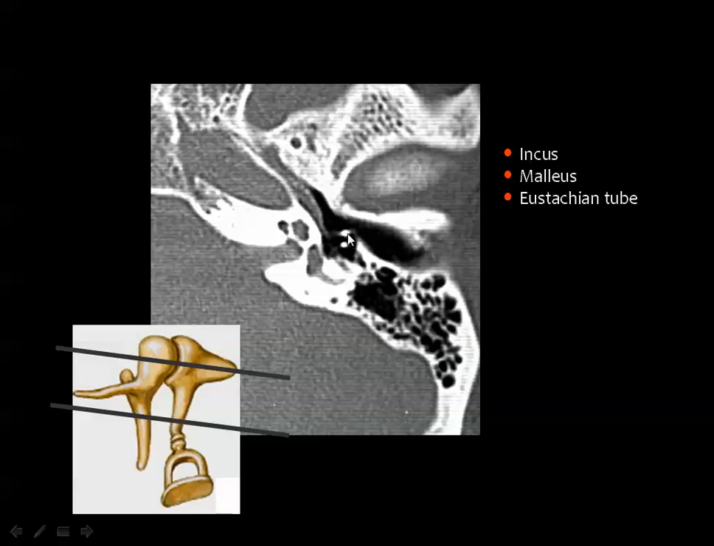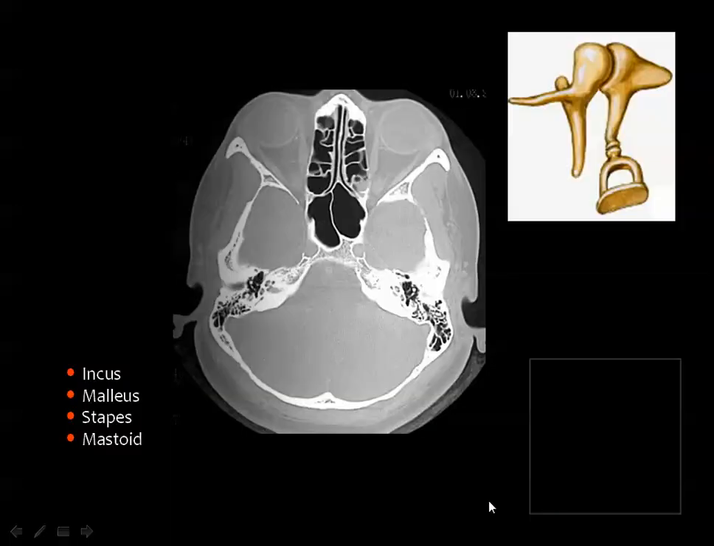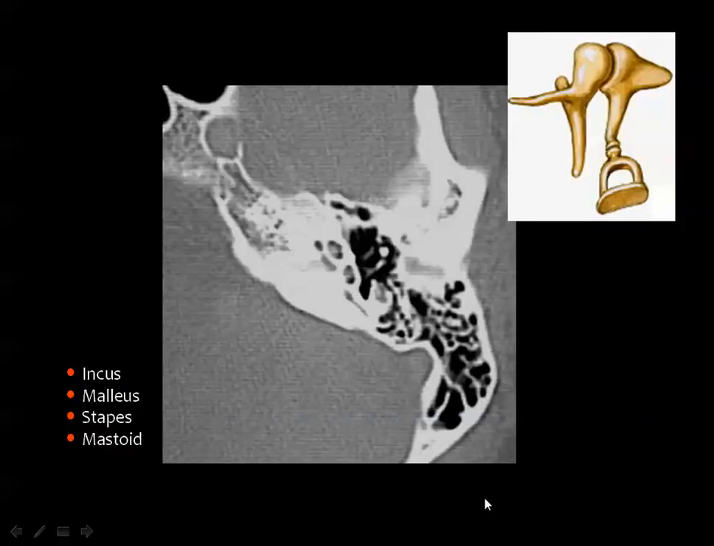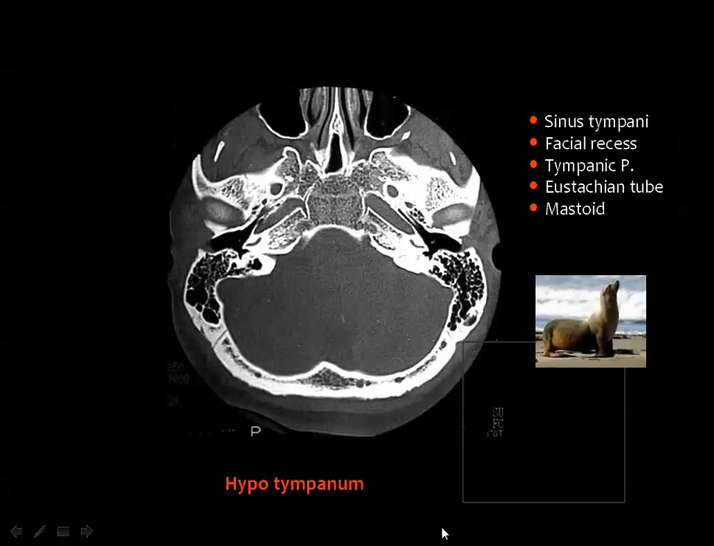This level is a little bit inferior to the level of the ice cream cone. If you look carefully here, you'll see that there are two dots, and the anterior one is the handle of the malleus, the posterior one is the long process of the incus, and if you follow this, you can easily appreciate the stapes, which is obstructing the oval window. This is the site of the oval window, which is better evaluated in the coronal images rather than in the axial images, as I will show to you.